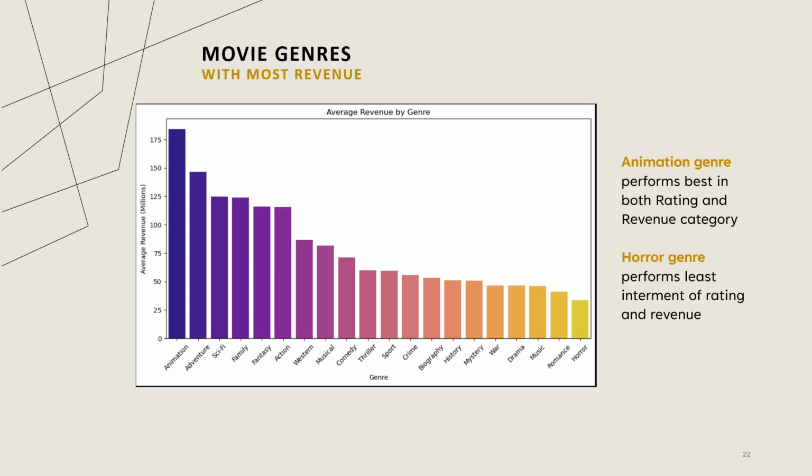And here's the movie genre with the highest average revenue. Animation performs best in both the rating and revenue categories. In terms of revenue, animation, adventure, sci-fi, family, and fantasy movies are top. Horror movies are the worst in both cases, in terms of rating and revenue.